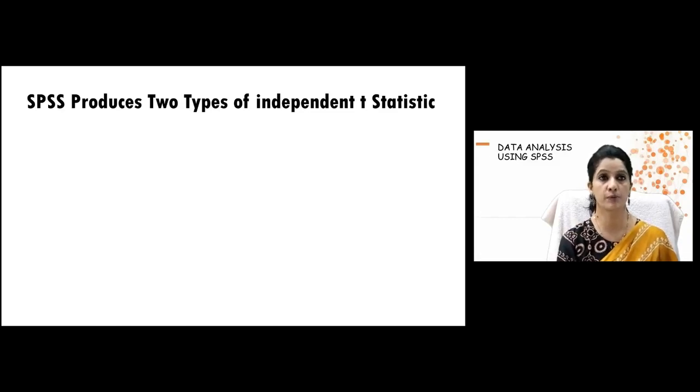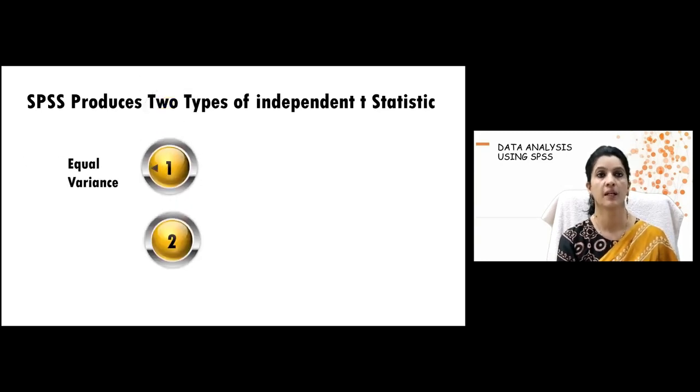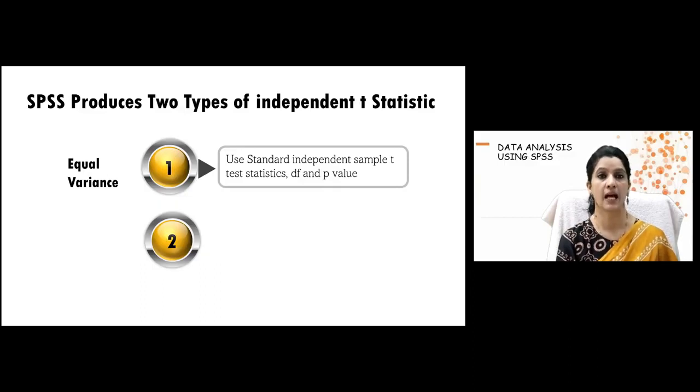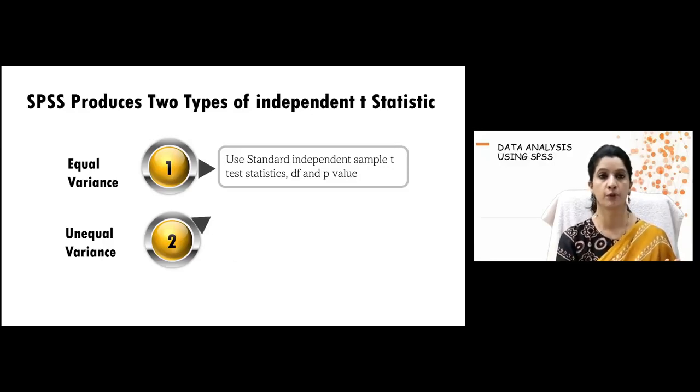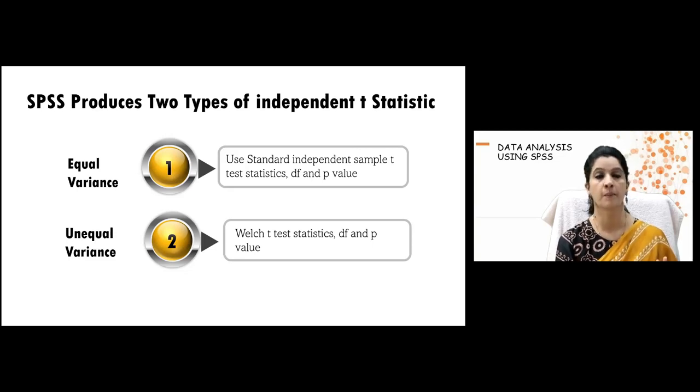So SPSS produces two types of independent t-statistics in the output. The first is when the homogeneity of variance is met, that means there is equal variance, then you should use the standard independent sample t-test statistics, its degree of freedom, and its p-value. If the homogeneity of variance criterion is not met and there is unequal variance, in that case, you should use the Welch t-statistics, degree of freedom, and p-value. So is it clear to all of you?